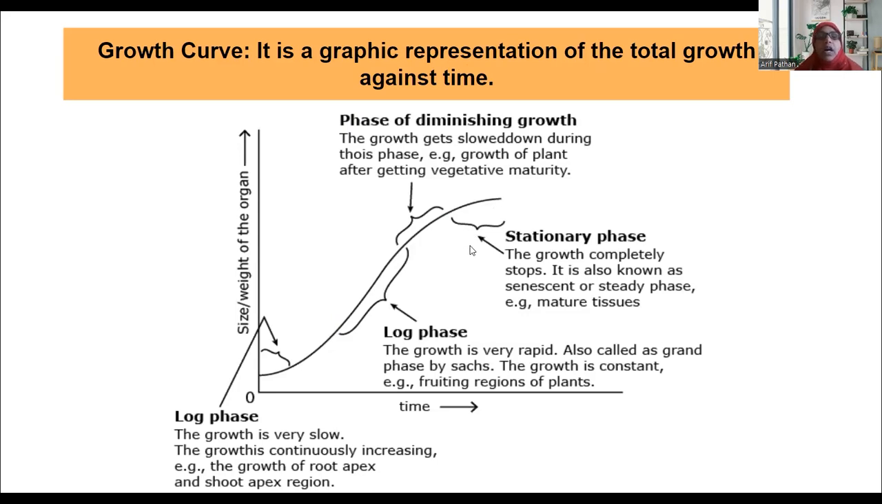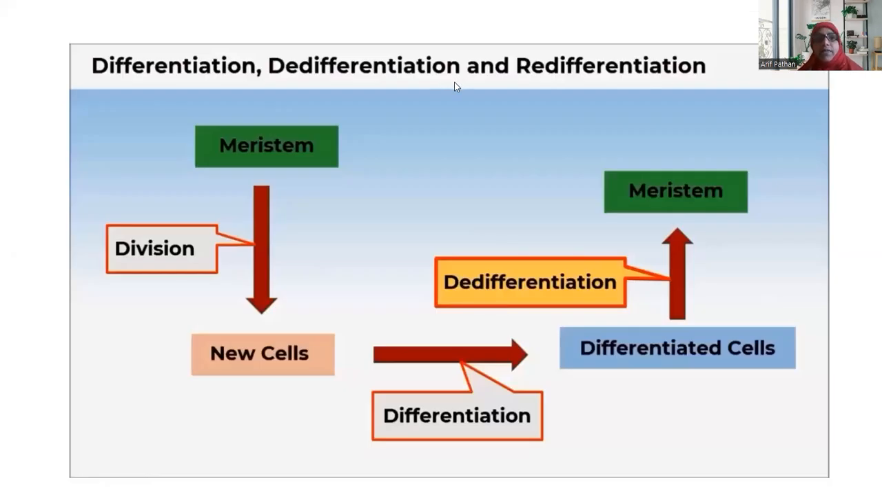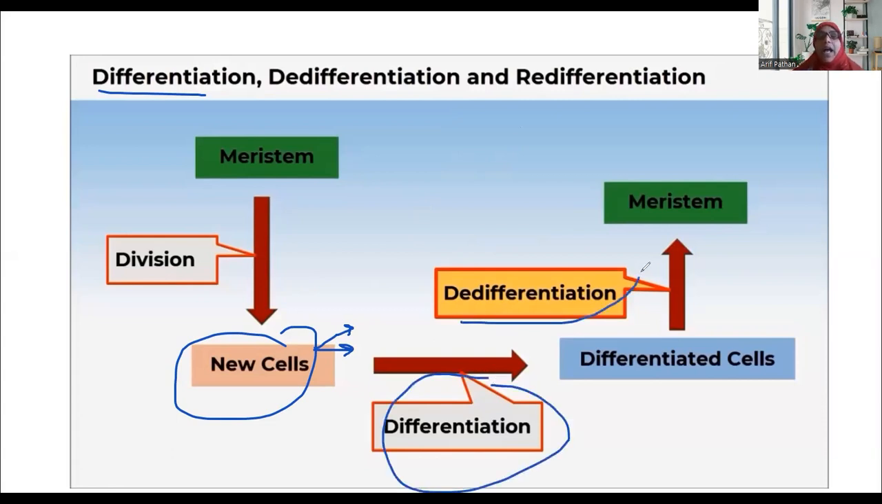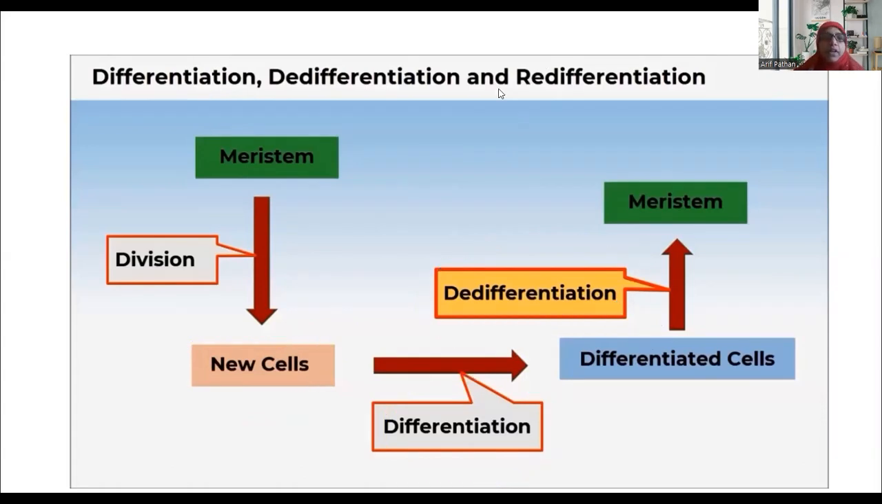Now we move to the three terms that we need to understand. What are differentiation, dedifferentiation, and redifferentiation? Differentiation: time and again we are discussing that once the new cells are formed, they are given proper structure and function. Some of the cells will become xylem cells, some will become phloem cells. So that is differentiation. Then what is dedifferentiation? These terminologies we will be seeing. Right now, I will not give you a gist of it.